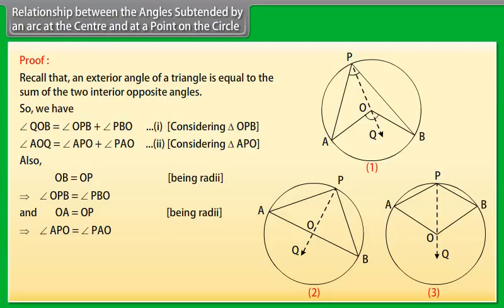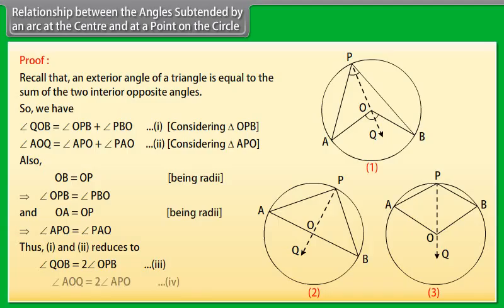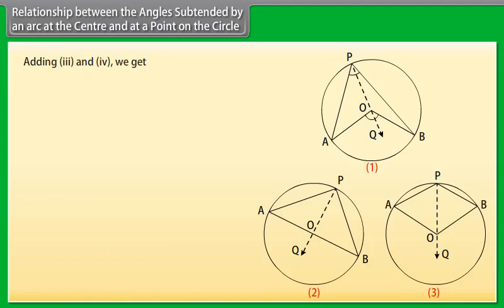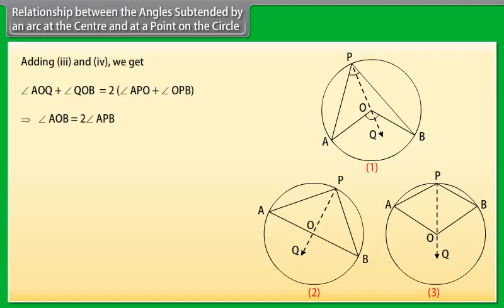Similarly, angle APO is equal to angle PAO, thus 1 and 2 reduce to angle QOB is equal to 2 into angle OPB, (3). Angle AOQ is equal to 2 angle APO, (4). Adding 3 and 4, we get angle AOQ plus angle QOB is equal to 2 into angle APO plus angle OPB. Similarly, angle AOB is equal to 2 angle APB. Now for case 3, reflex angle AOB is equal to 2 angle APB.